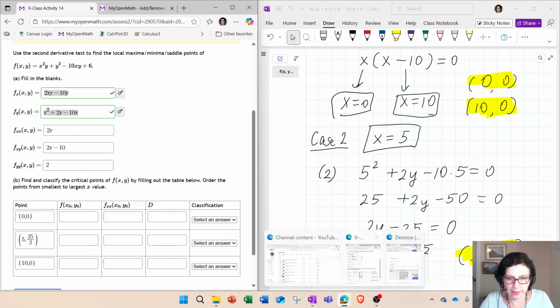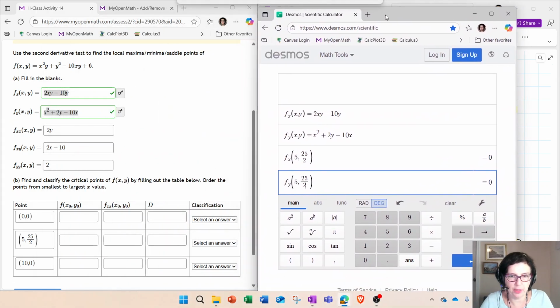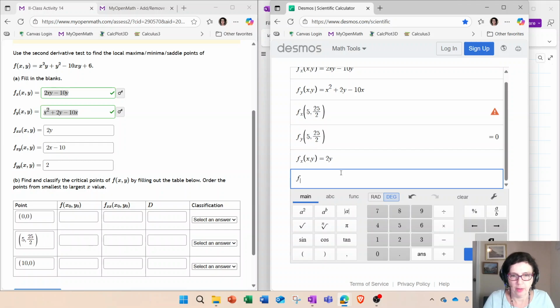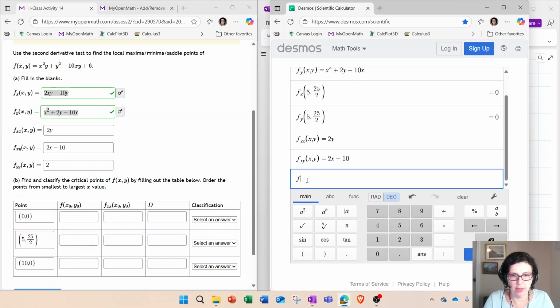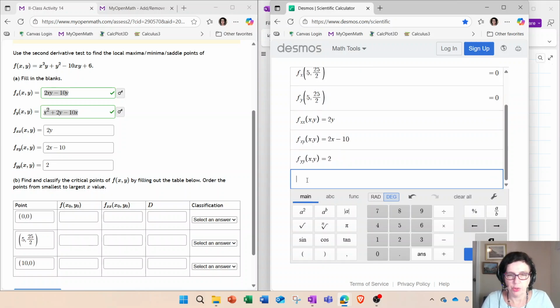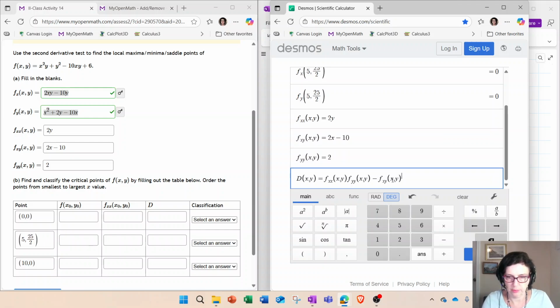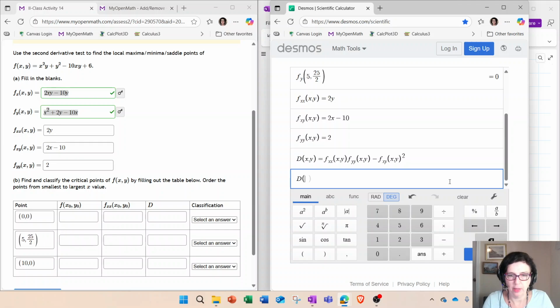All right, so once we got that out of the way, let's go ahead and define all our second derivatives in Desmos. Hopefully I'm not going to mess up this time. It doesn't like it because it's supposed to be fxx. So remember to use that underscore, which is like a shift minus. 2x minus 10, and let's do fyy. Next we're going to define that D number, which is going to be fxx multiplied by fyy minus fxy squared. So don't forget to square. Otherwise, you might get a negative D or something, which should not happen.